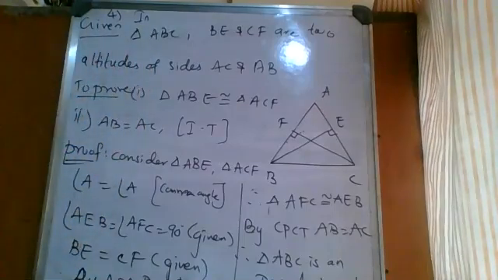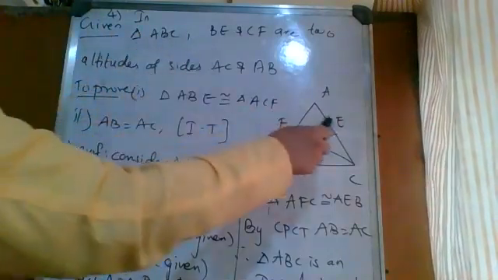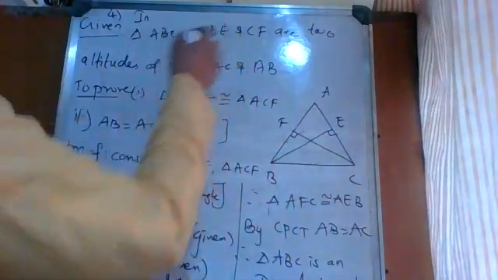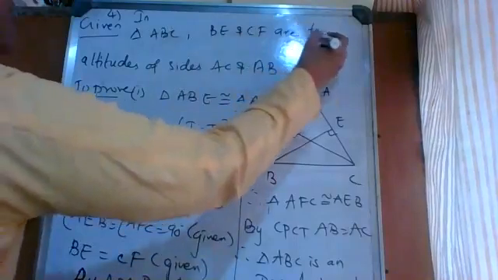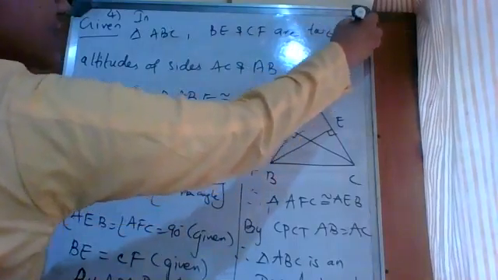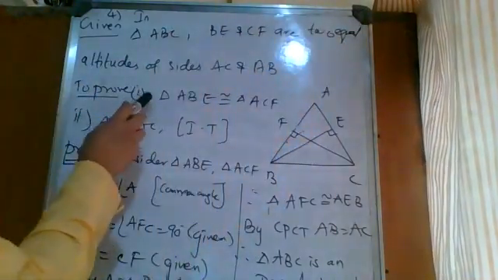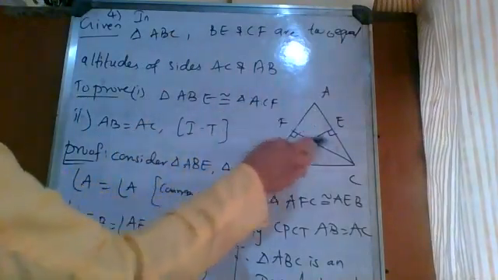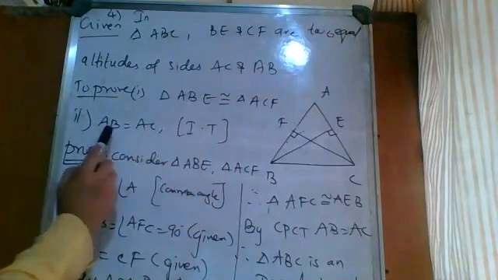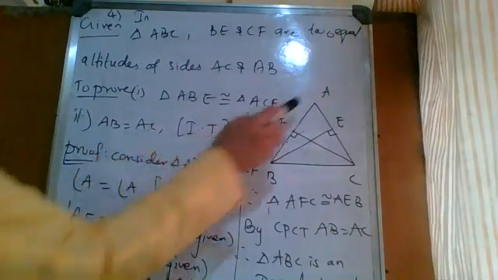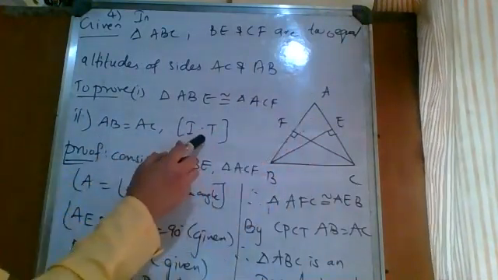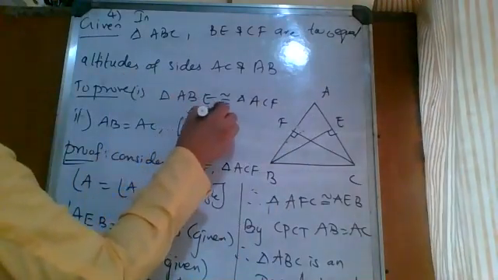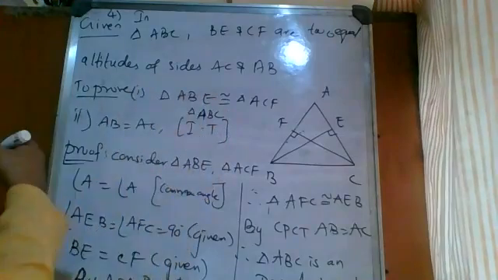Given, what is given in triangle ABC? BE and CF are two altitudes, and they are equal altitudes. Now what we have to prove? We have to prove that ABE and ACF are two congruent triangles, and we have to prove AB is equal to AC. That is, triangle ABC should be an isosceles triangle. We have to prove that ABC is an isosceles triangle.